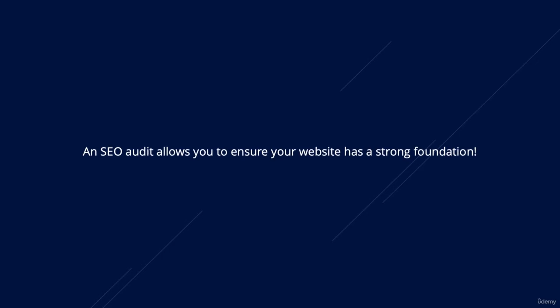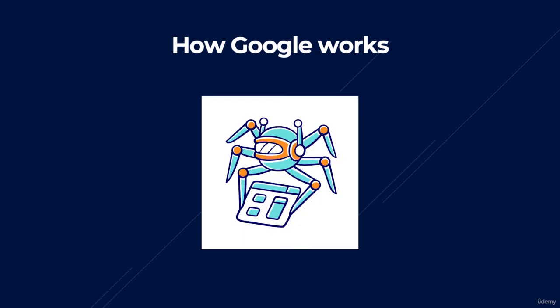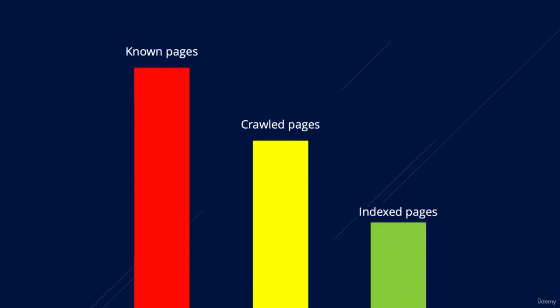To understand how SEO audits work, we need to take one step back and understand how Google works at a core level. So for those who don't know, Google has a crawler that you could call a spider, and what it does is it goes out there across the whole wide web and it finds web pages, which of course there are trillions and trillions of different web pages out there. Now, once it finds those web pages, it separates them into 3 different categories, which are known pages, crawled pages, and indexed pages. Known pages are pages that Google knows about, kind of self-explanatory.